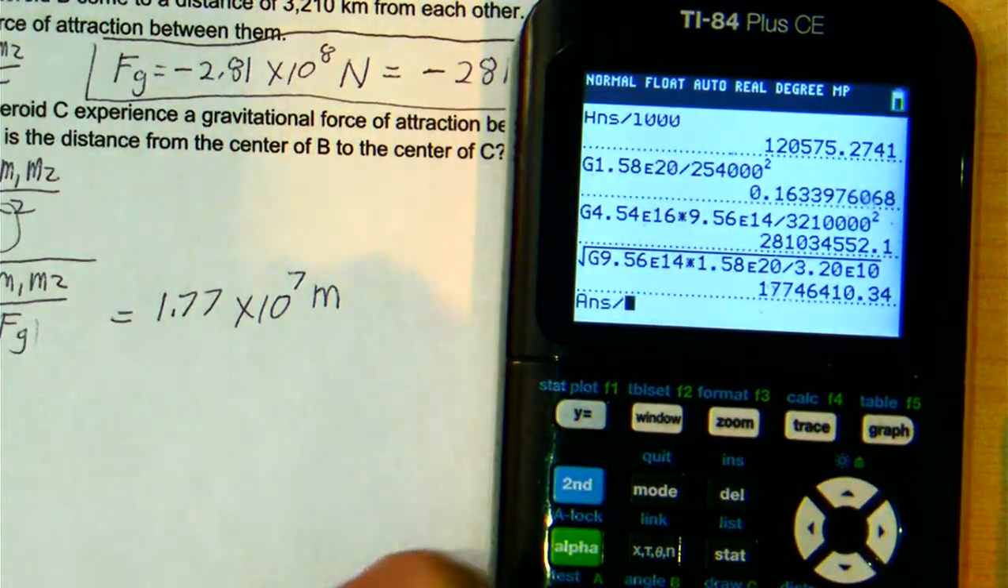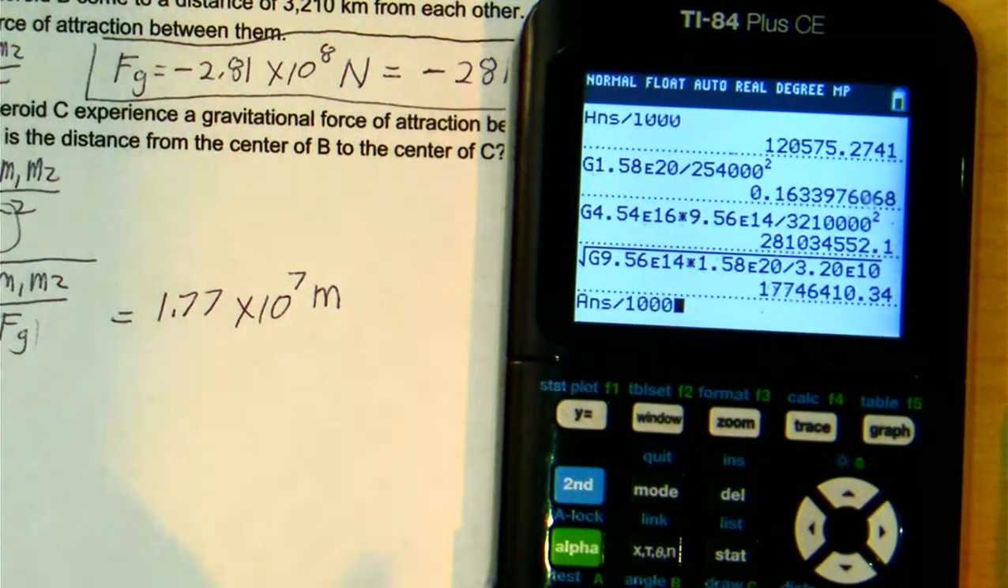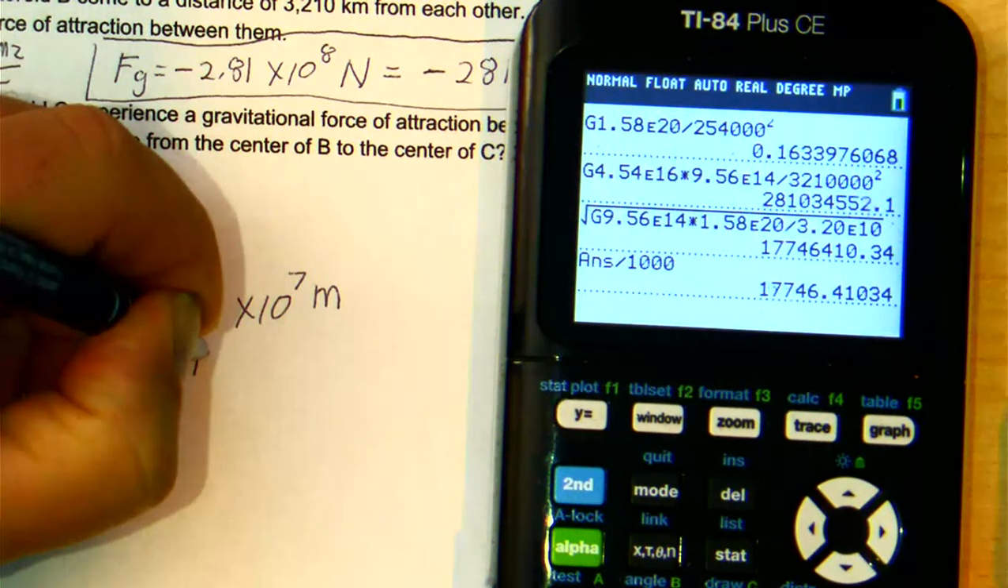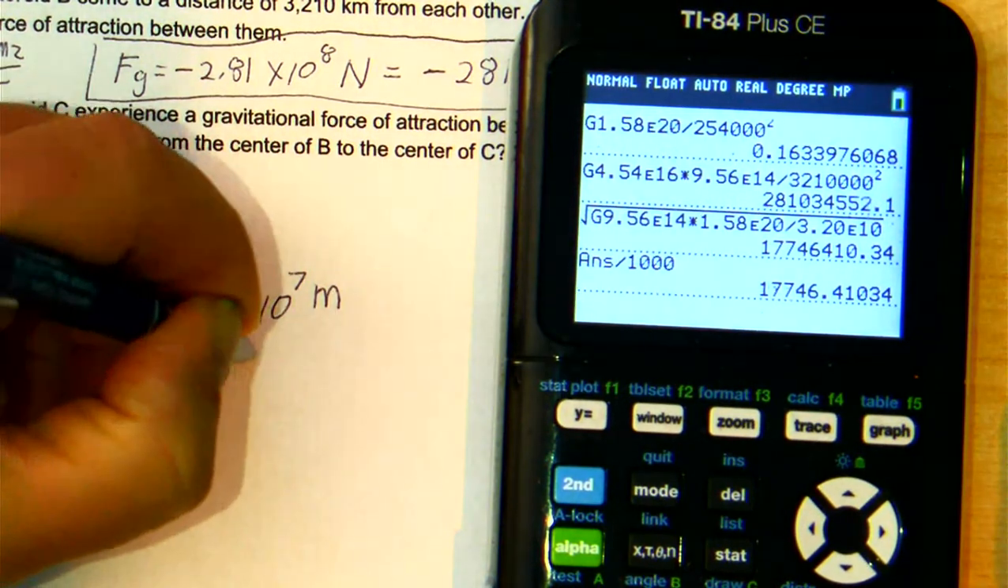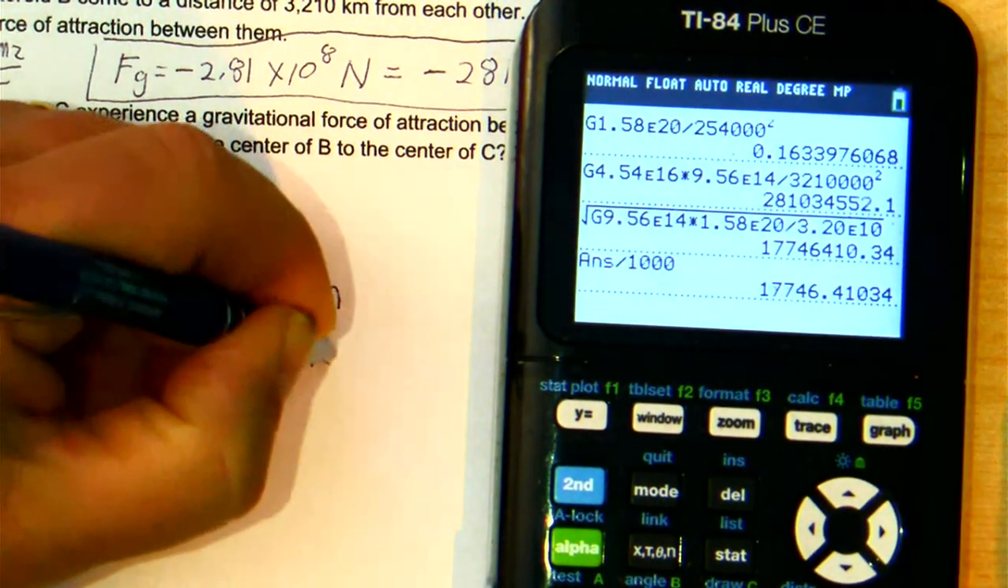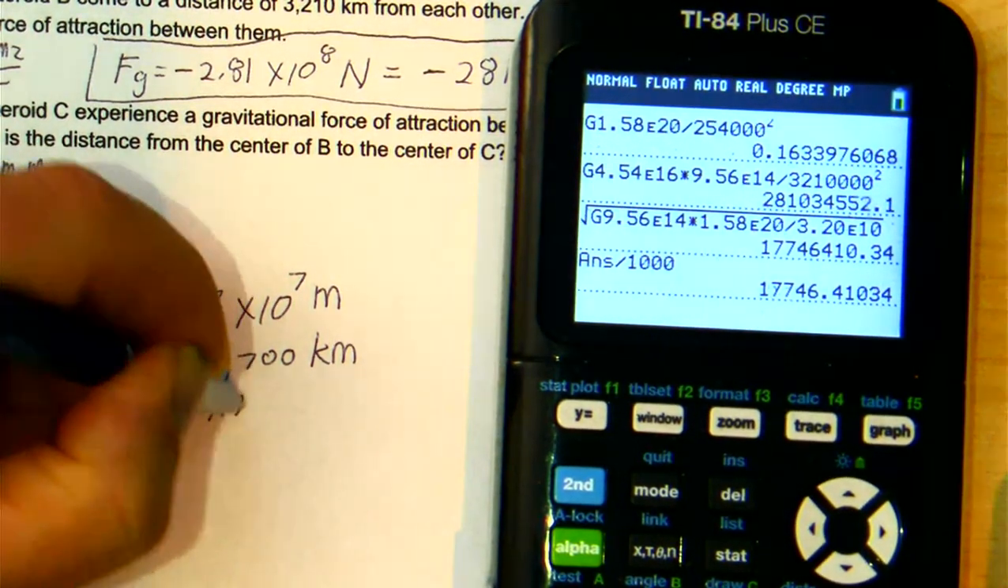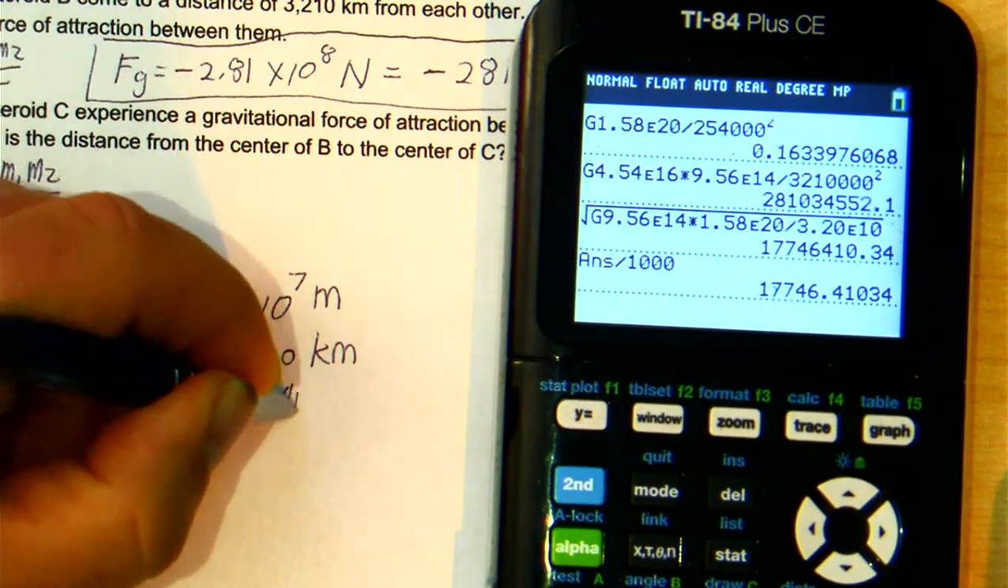Of course, if I divide that by 1,000, now I have it as 17,700 kilometers. And if you really want to practice your Greek prefixes, you could say this is 17.7 megameters.